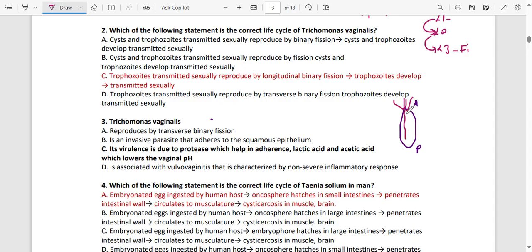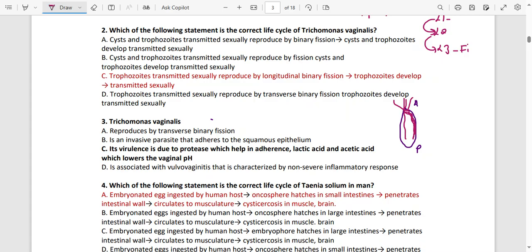And then you are going to have one undulating membrane. It goes like this. It looks like a flagellum, this membrane which goes like this. It follows the plasma membrane like that. So these are the four things: four anterior flagella, one posterior flagellum, and one undulating membrane.